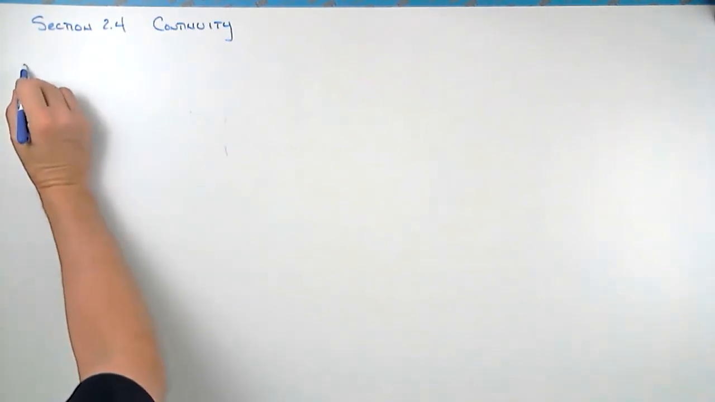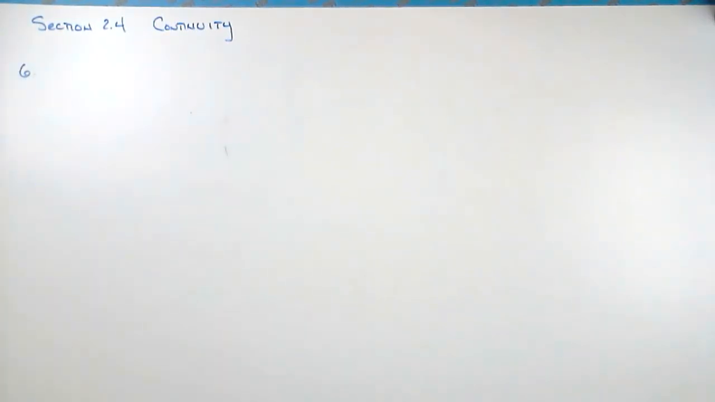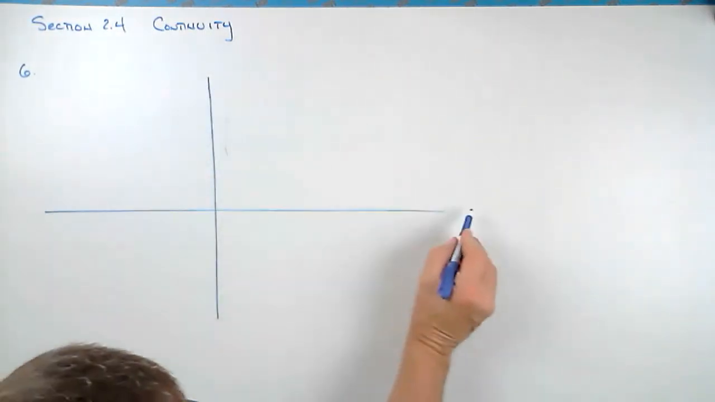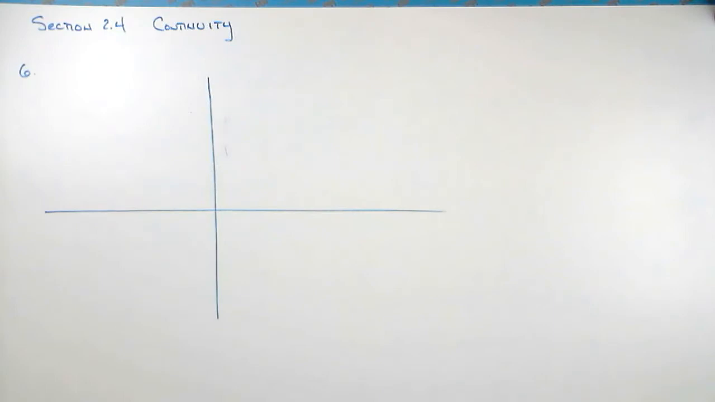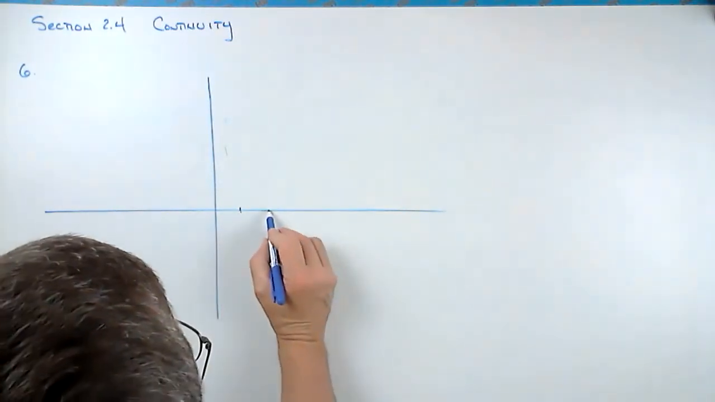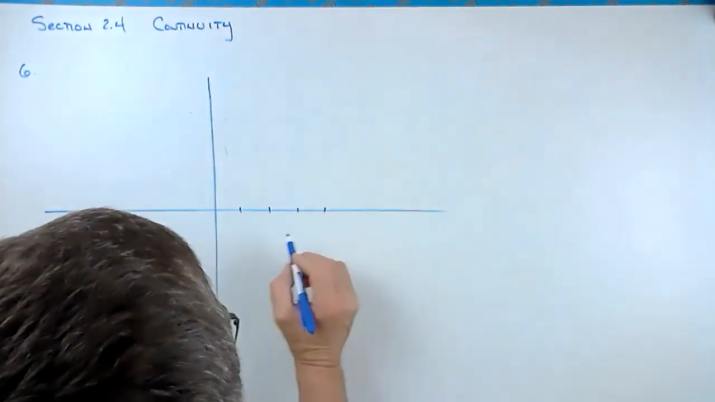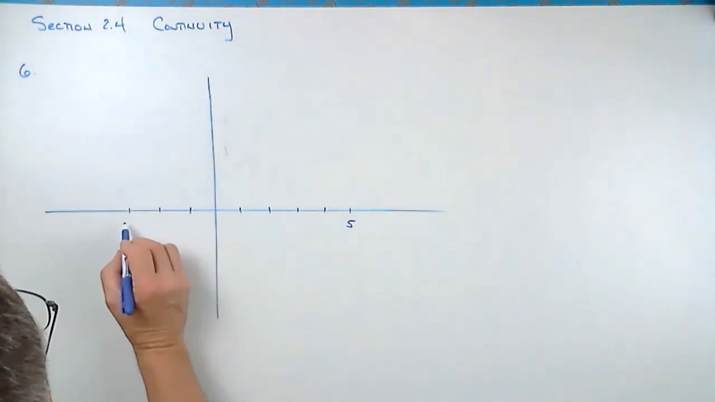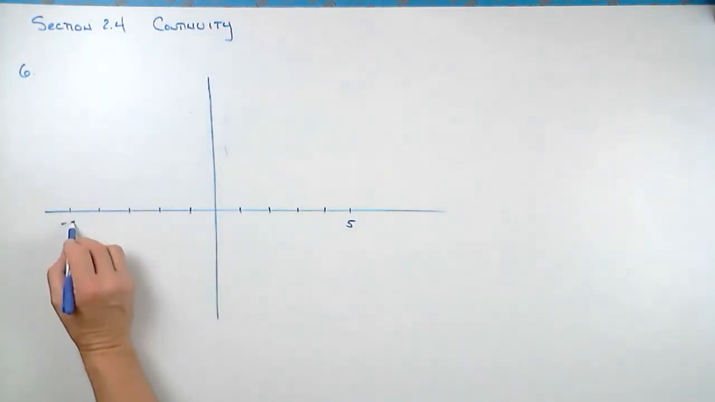So the first problem I'm going to work out is number 6. Problem 6 says, sketch the graph of a function that's continuous except for the stated discontinuity. They want us to draw a graph, so we'll put our axes down. Here's 1, 2, 3, 4, 5, and here's -1, -2, -3, -4, -5.